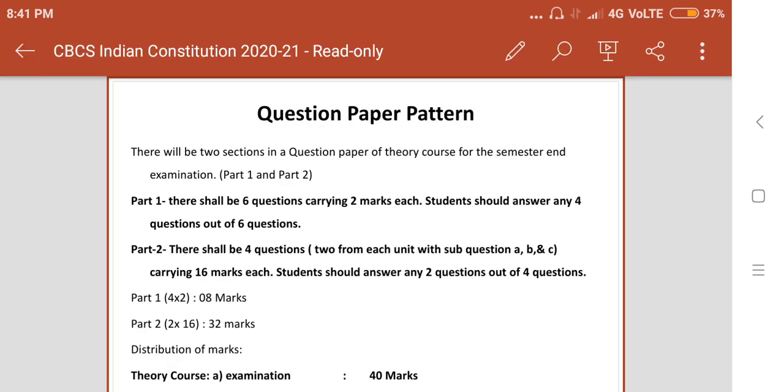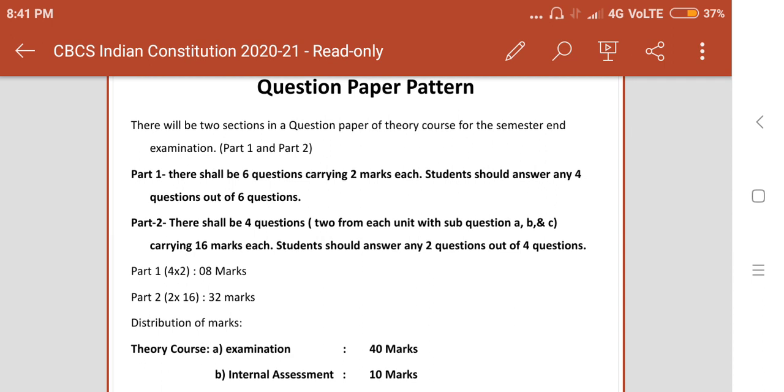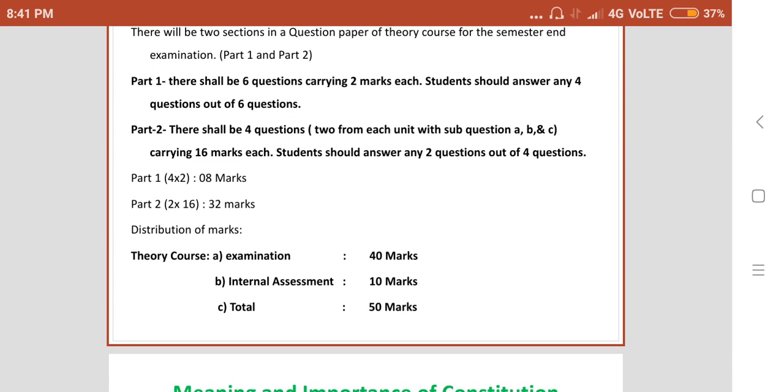Then a distribution of marks. Theory course examination 40 marks. Internal assessment 10 marks. Total 50 marks. So this is the question paper pattern, and the question paper will come in a descriptive manner. You have to answer the theory type questions.